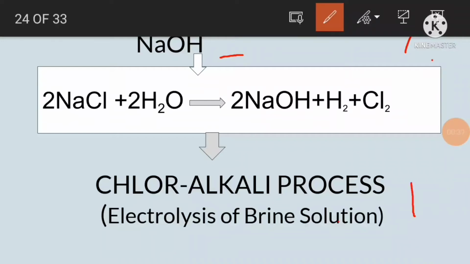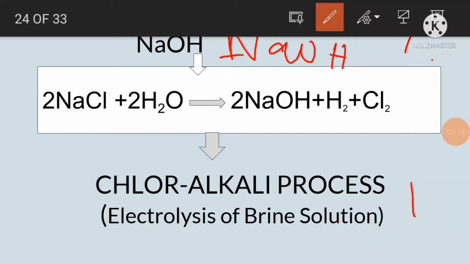Let us study now the production of sodium hydroxide. The raw material for preparing sodium hydroxide is sodium chloride, common salt. Sodium hydroxide is produced by electrolysis of a concentrated aqueous solution of sodium chloride. The concentrated aqueous solution of sodium chloride is called brine solution. Then when electricity is passed through the concentrated solution of sodium chloride, it decomposes to form sodium hydroxide, chlorine and hydrogen.